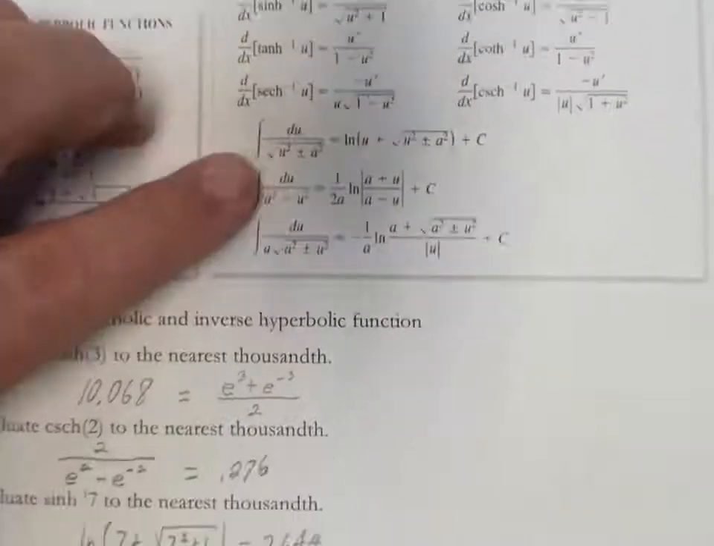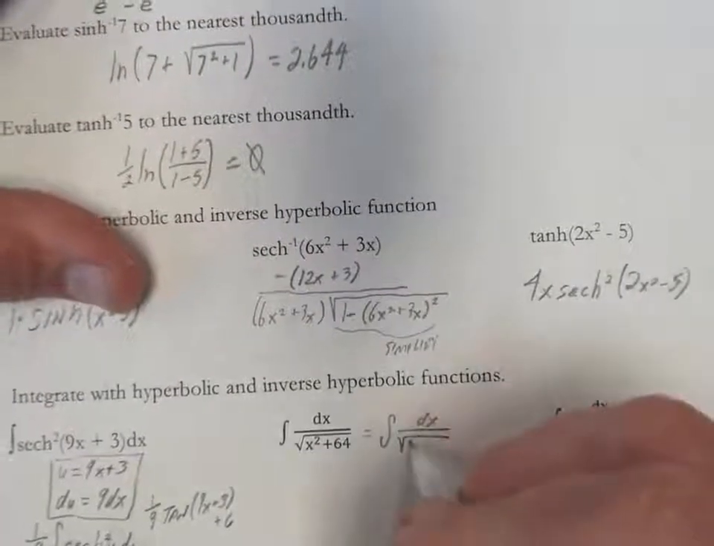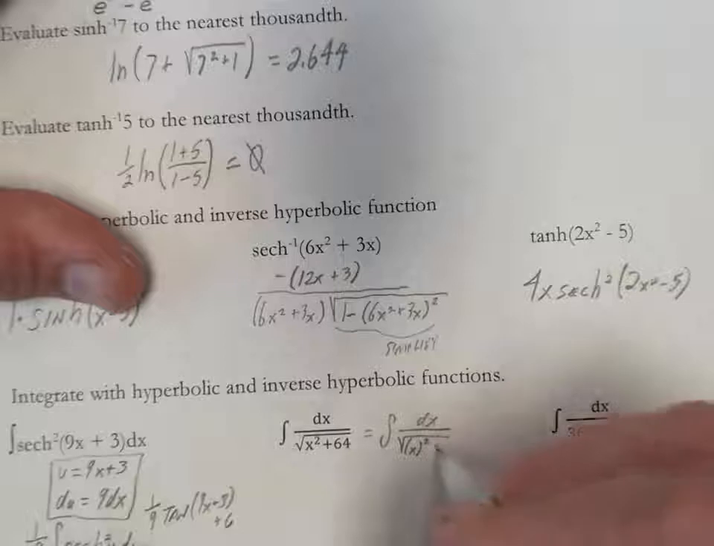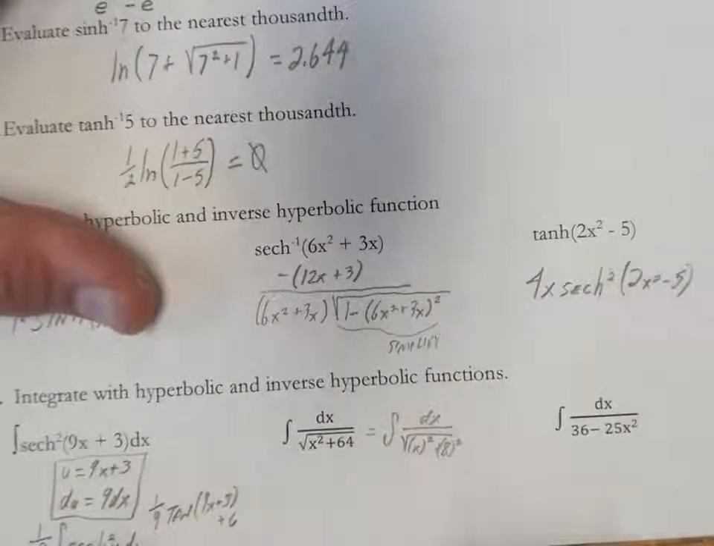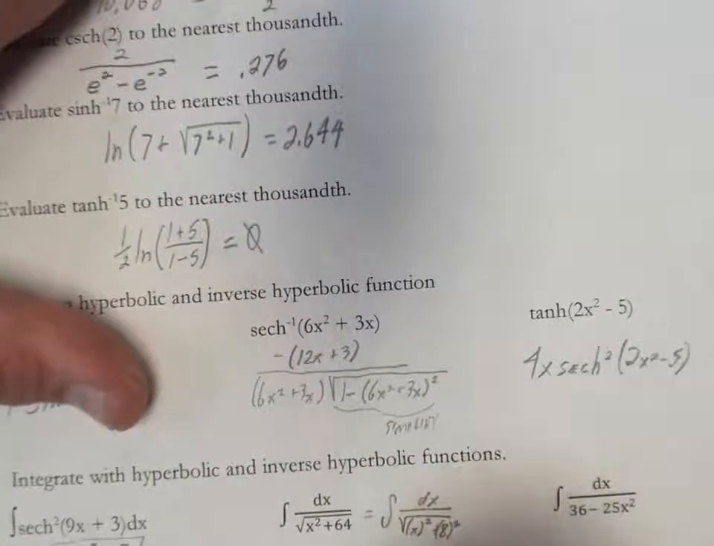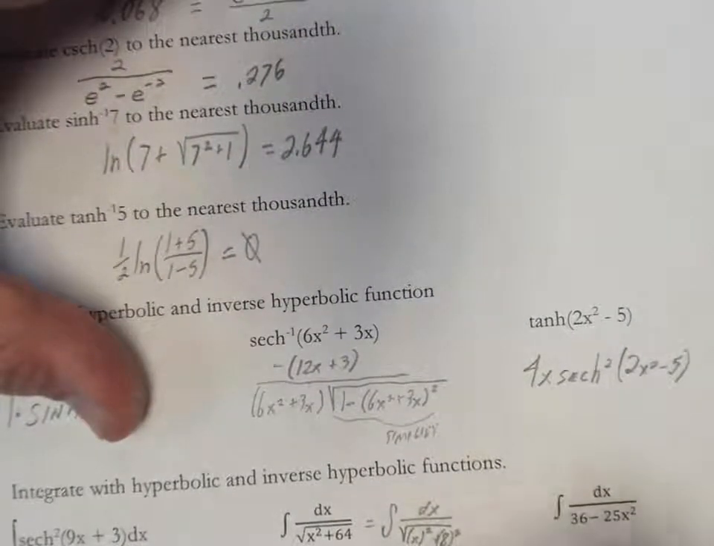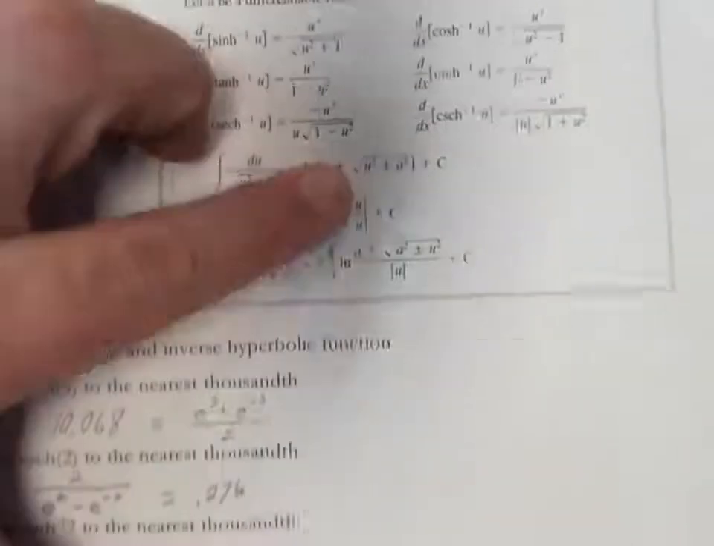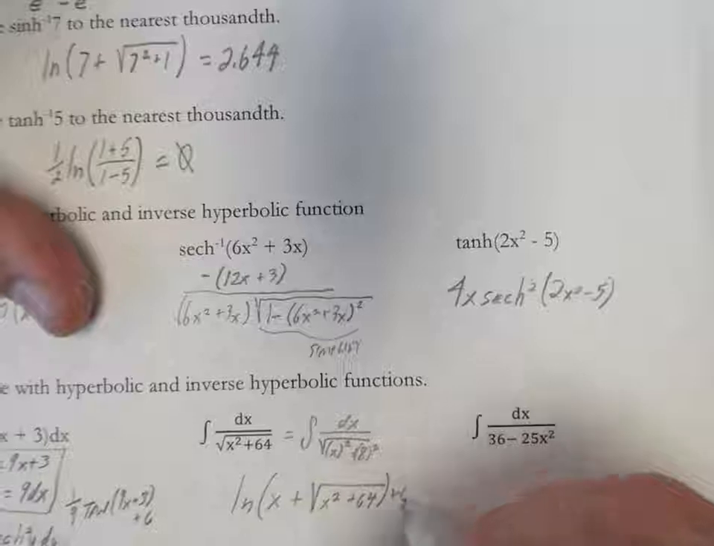It's u squared and then a squared. When I work this out, I can make this as x quantity squared plus 8 quantity squared. Using this rule then, I can say, okay, well this is the natural log, and it's the natural log of u, which is x, plus the square root, and you'll notice from this formula up top, it's going to be the same thing. So that's going to be x squared plus 64. And then I can do that plus c as well.